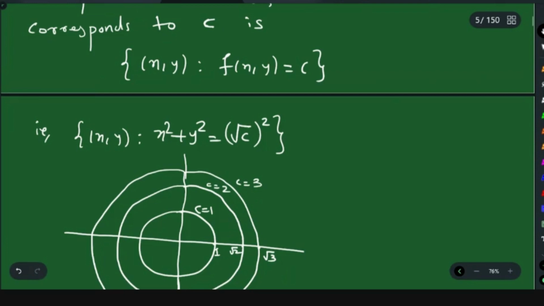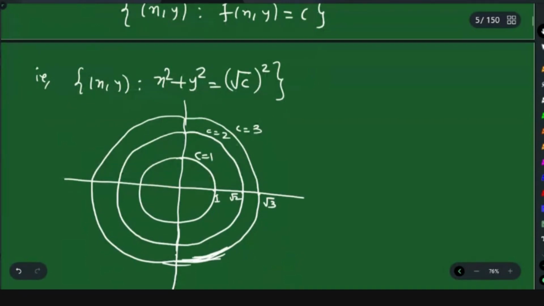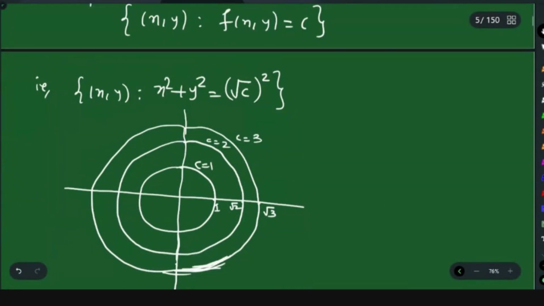So it is in fact giving the circle. Once you look at the level curve, what you will get is a circle corresponding to each c. I have plotted some of them here. When c is equal to 1, you will get a unit circle. If c is equal to 2, you will get a circle of radius root 2. If c is equal to 3, you will get a circle of radius root 3.